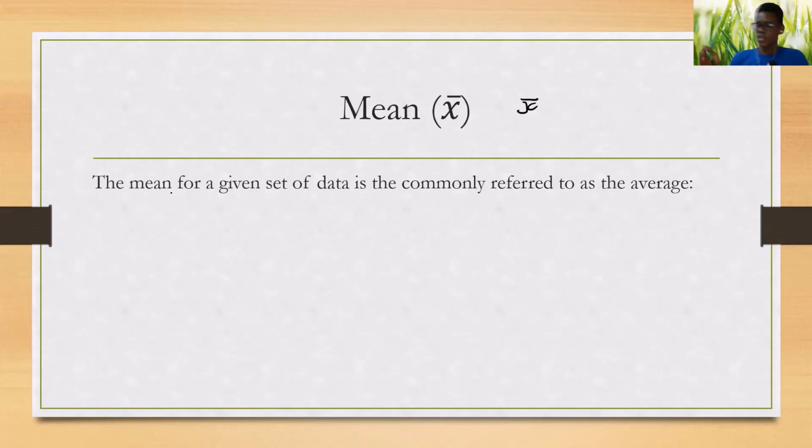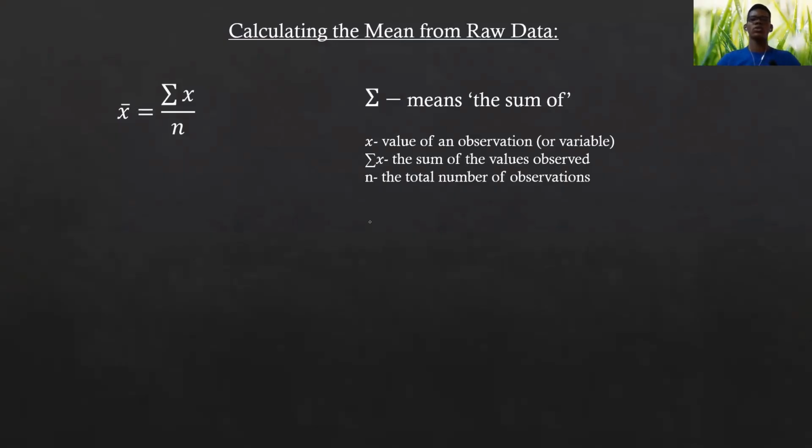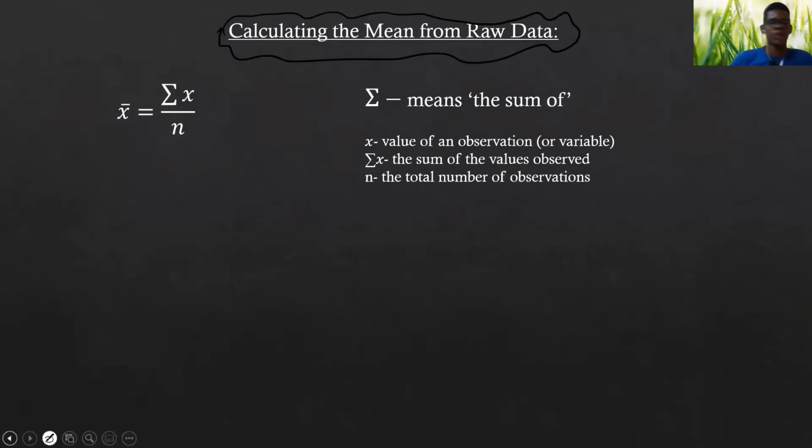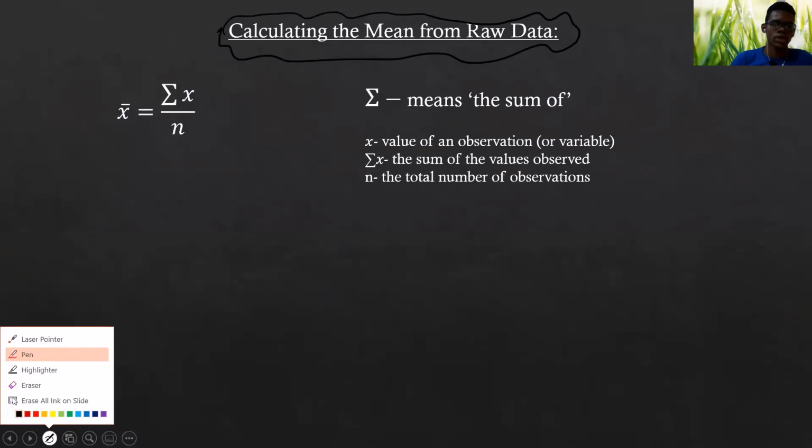Now, again, I'll show you how to get it from raw data, then on group data, then we look at group data plus. So to calculate the mean from raw data, please note that this is calculating mean from raw data and not from anything else, right? This is from raw data. So this is the formula for calculating mean from raw data.